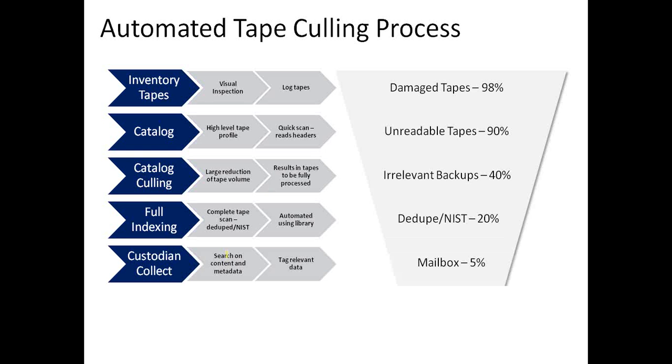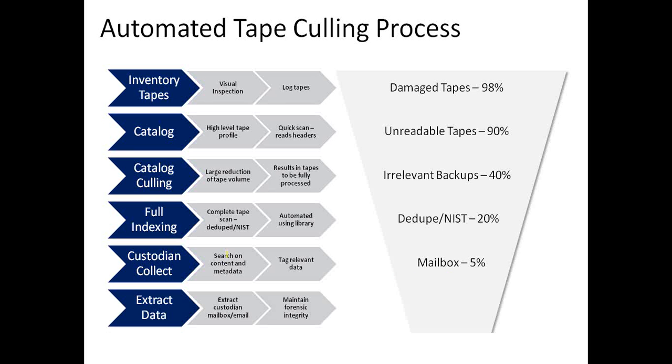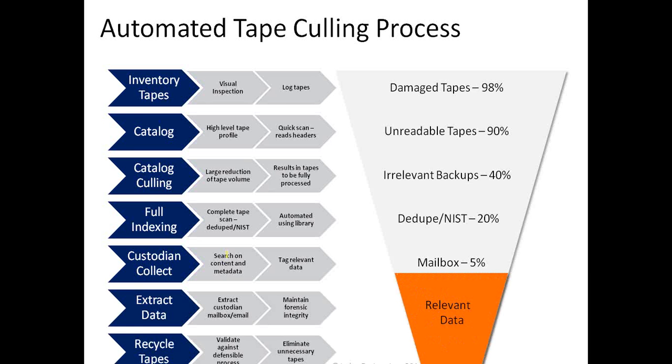Do custodian collection. Usually the legal departments will say these are the specific users whose mailboxes I need for the past, say, 7 years, and it could represent up to 10% of your organization. So if you've got 10,000 employees, you could look for 10% of those mailboxes to be held in an archive. You extract the relevant data into an archive, and then recycle the remaining tapes that have been processed.